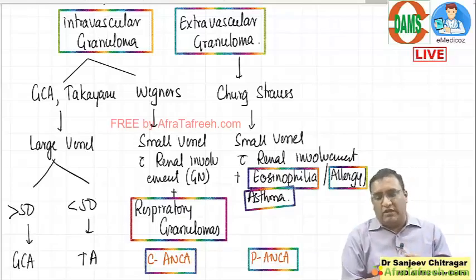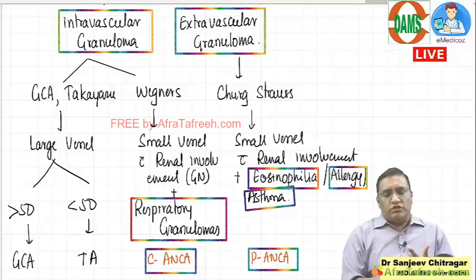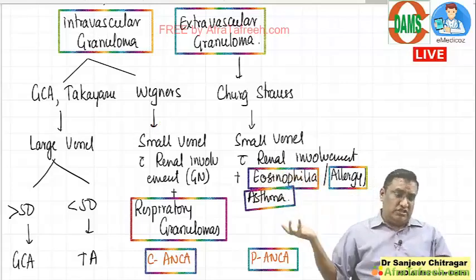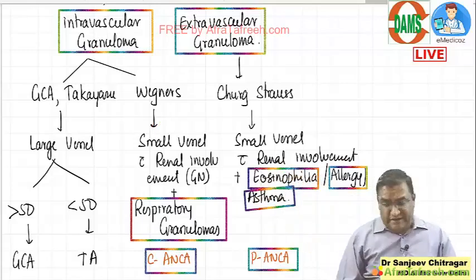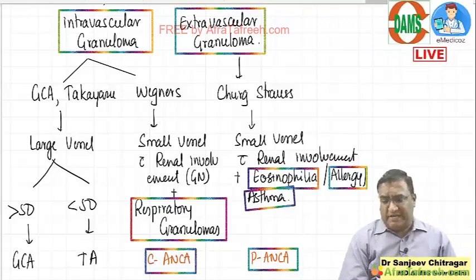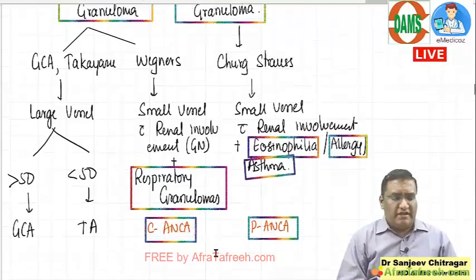Yes, Wegener's will be in lung also. So now don't confuse, lung involvement is also seen even in Churg-Strauss, which will have asthma and allergic manifestation. Might not be exactly granulomas present there, but yes. So this is how we diagnose them.